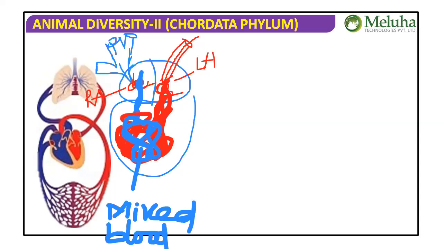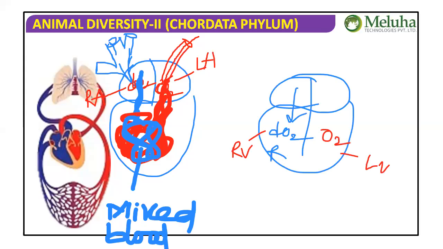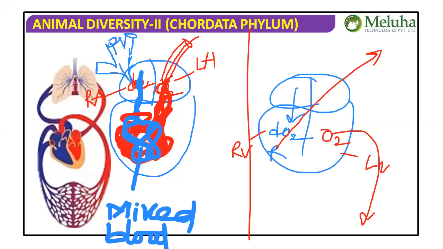There are no separate chambers. So immediately I'll make the comparison with the human being here. We said the deoxygenated blood comes to the right ventricle and oxygenated blood comes to the left ventricle. Right ventricle, left ventricle, they are separate. And deoxygenated blood will be pumped to the lungs and oxygenated blood will be pumped to the body. This is the human being. Okay, so just compare. So what is happening? No mixing of deoxygenated and oxygenated blood.